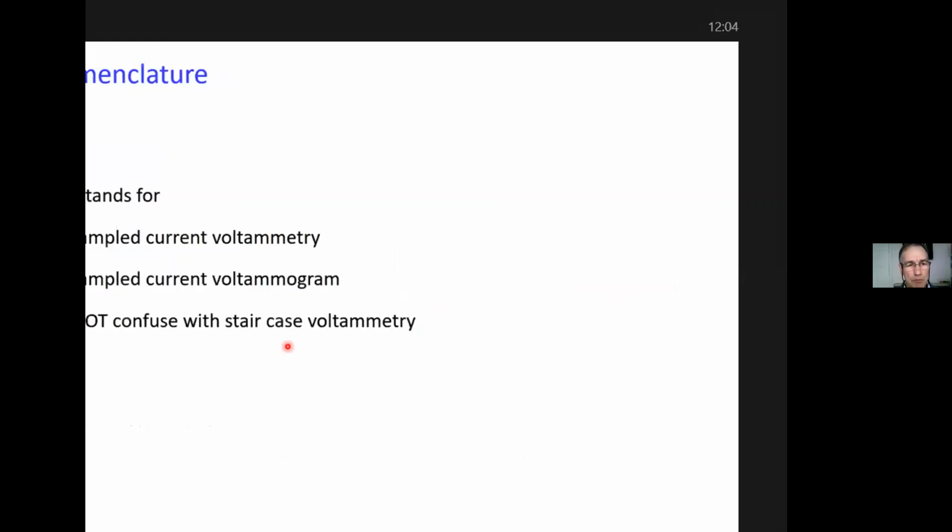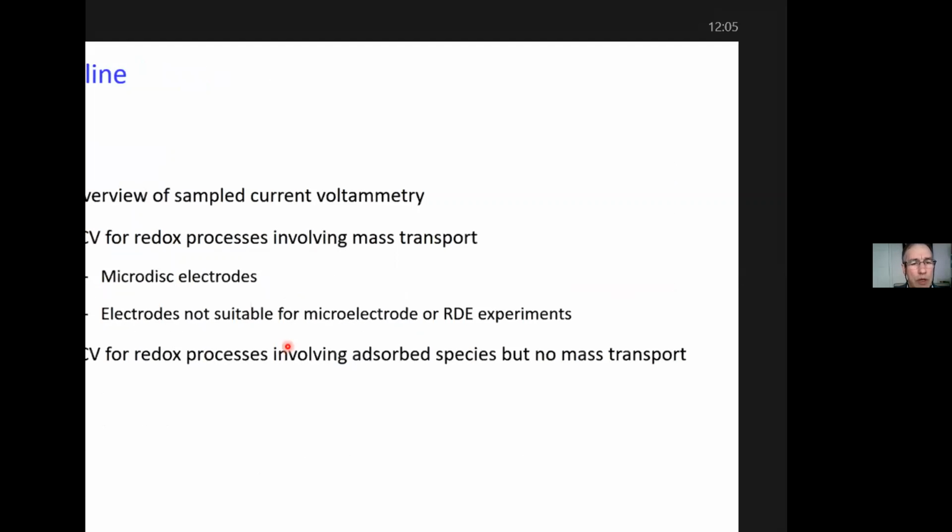So a little bit of outline for the talk. First, I will give you an overview of the concept of sample current voltammetry, and then I will spend most of my talk about applications where I used sample current voltammetry with micro-electrodes, and then sample current voltammetry with electrodes which are unsuitable for micro RD experiments. And time permitting, I will talk a little bit about sample current voltammetry for redox systems where we have adsorbed species but no mass transport.